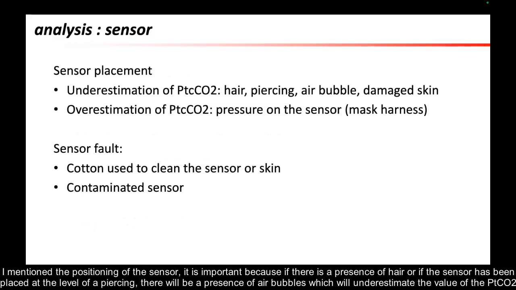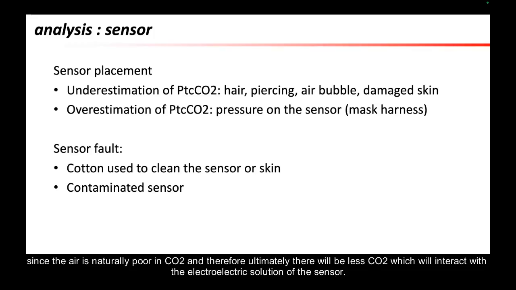I mentioned the positioning of the sensor. It is important because if there is a presence of hair or if the sensor has been placed at the level of a piercing, there will be a presence of air bubbles which will underestimate the value of the PtCO2, since the air is naturally poor in CO2, and therefore ultimately there will be less CO2 which will interact with the electrolytic solution of the sensor.